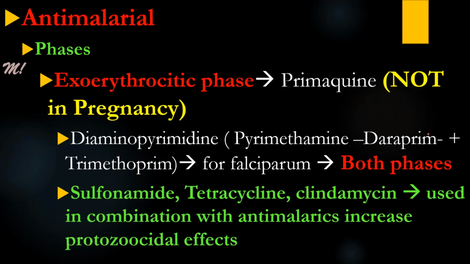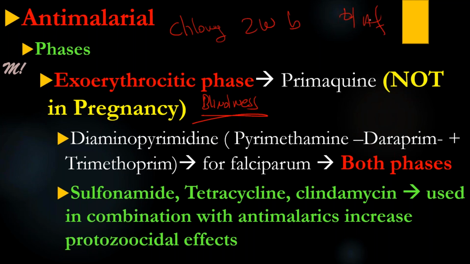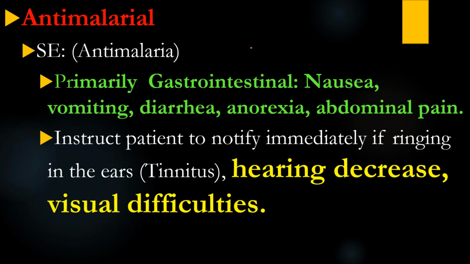The exoerythrocytic phase, that is outside of the red blood cell, primaquine is going to be used. Primaquine we are not going to use in pregnancy. Why? Because it can produce, unfortunately, I saw some cases of, very unfortunately, blindness. Okay, so remember you're going to take especially the chloroquine 2 weeks before and 4 weeks after your trip to areas of endemia, which means the cases of malaria are normal there. Okay.